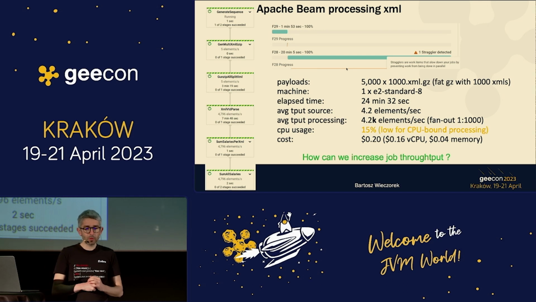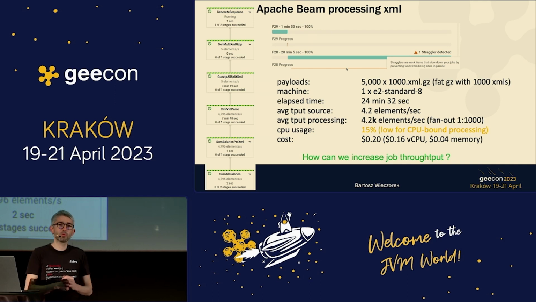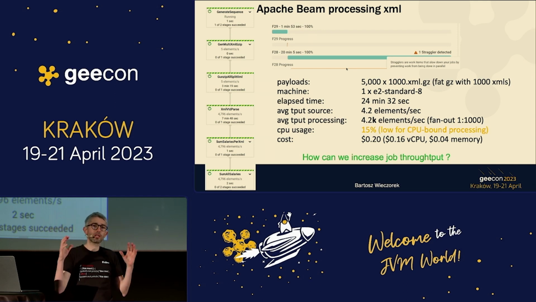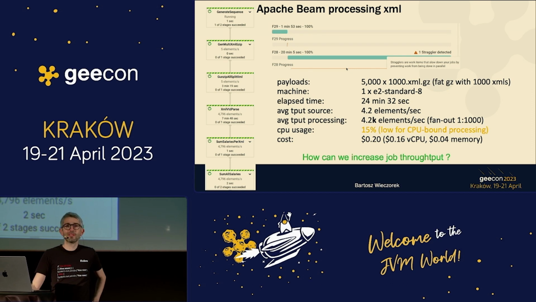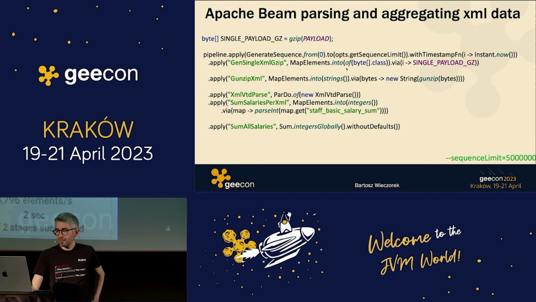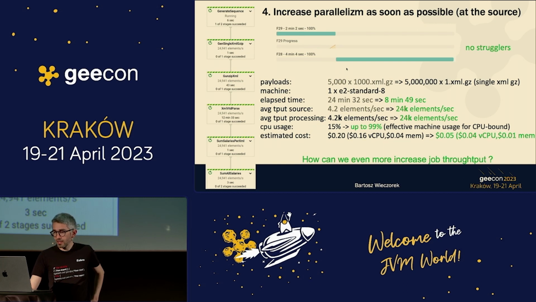The output throughput is 4.2 elements per second. So what would be the throughput if we don't send compact fat XMLs, but send gzips individually for small files? Try to guess. 100, okay. Okay, 24K. That was the throughput.